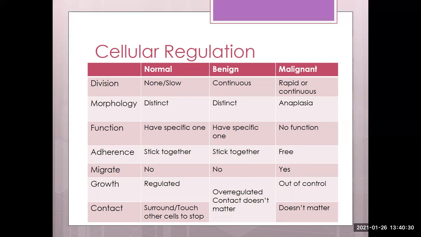That division doesn't stop just because it's surrounded by other cells. And then with a malignant cell, they don't stick together, which is how metastases can occur, or spreading of cancer, because those cells kind of roam free. They can migrate within the body. They are not stuck together, so it doesn't have to stay with its friends that are like it. It can float wherever within the body, and that growth becomes out of control, and it doesn't care what it's in contact with.